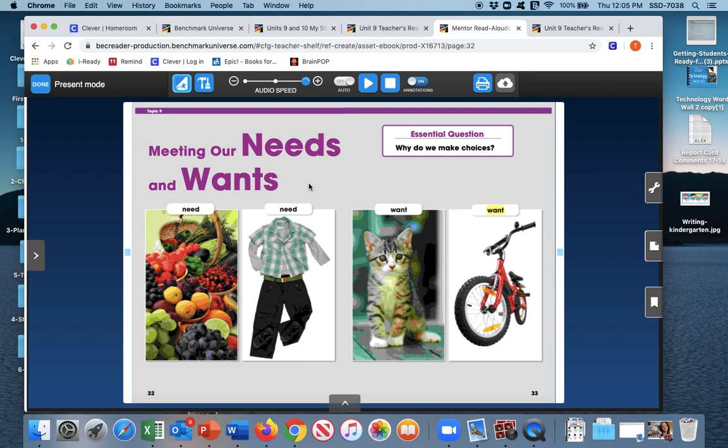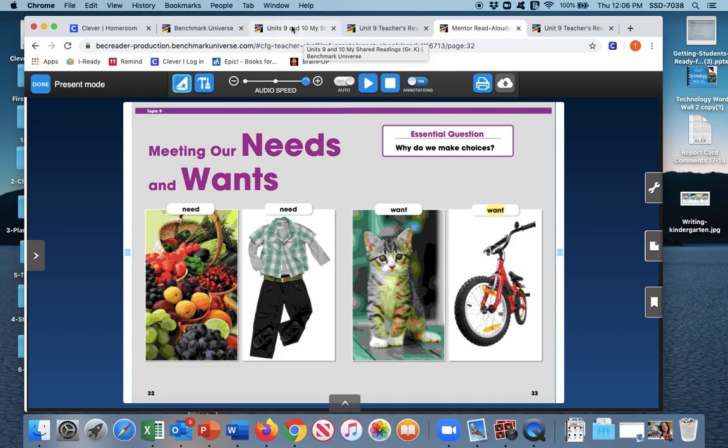Think about the choices you make every day. What am I going to eat for breakfast? What am I going to wear? What am I going to do first? Am I going to eat breakfast and then brush my teeth? So these are all choices that we make each day. Some people make more choices in the morning and throughout the day than others.